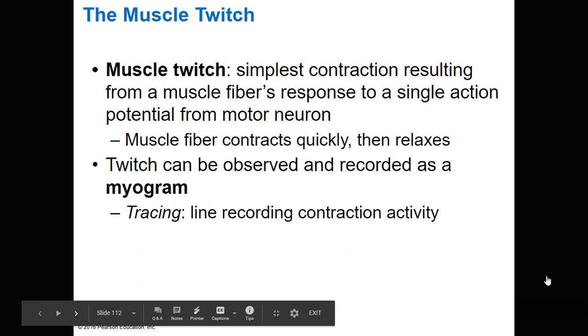It's always easier to study one thing and then study a larger number of things. So when they study muscle contraction, they like to first start off by just studying a muscle twitch, which is the simplest contraction resulting from a muscle fiber's response to a single action potential from a motor neuron. Essentially, the muscle fiber is going to contract quickly, then relax, and the twitch can be observed and recorded as a myogram, which is essentially a line recording contraction activity.